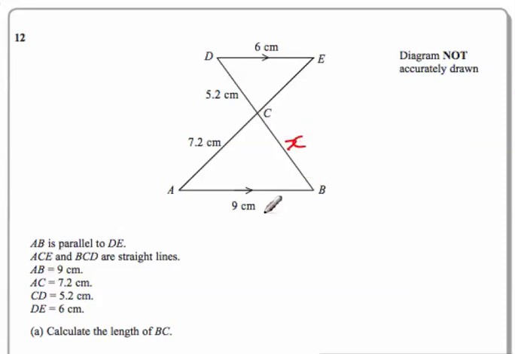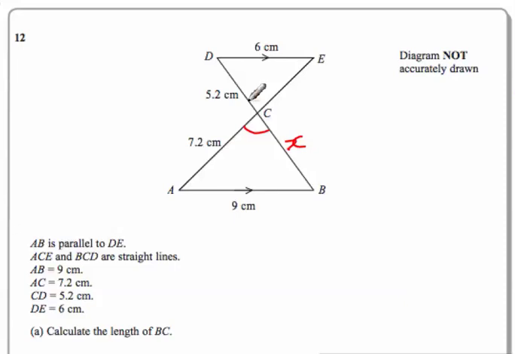Now this is about similar triangles. If you remember, similar triangles have the same angles. So if two shapes are similar, they have the same angles, but the lengths have a scale factor. With this one, first of all, we need to prove that these are similar triangles before we go any further. So let's have a look. We've got this one here.